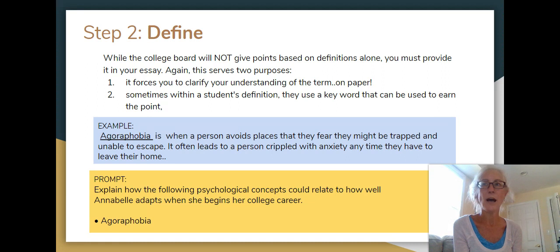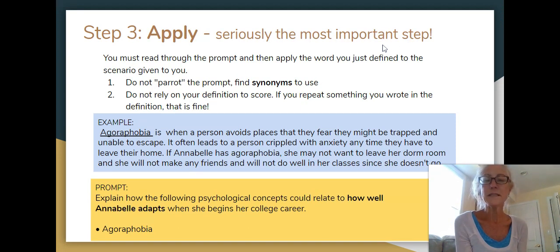Now think about it. How well could you adapt to college if you are afraid that you might be trapped and unable to escape, if you have anxiety anytime you leave your home? So let's take a look at what the student wrote here. And again, they did not parrot the response. They're relating it to how well Annabelle adapts, but they don't use the word adapt at all. They kind of give you an example of how not well Annabelle adapted.